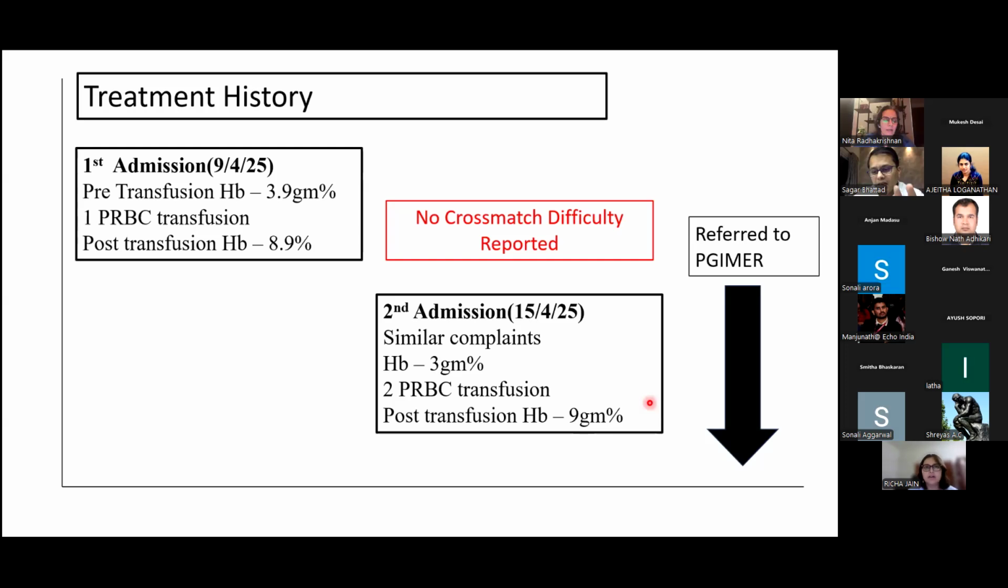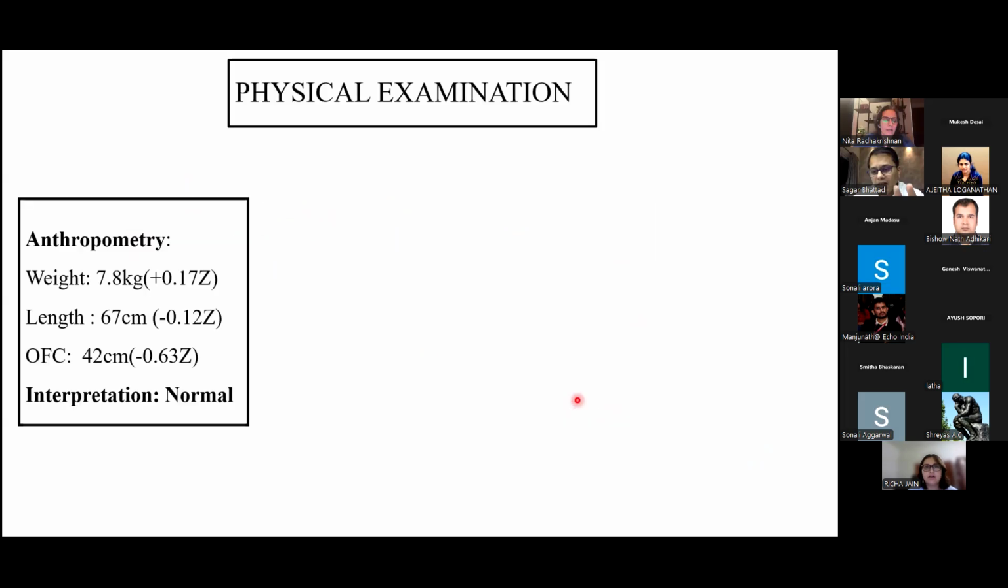Right. So admission outside hospital was about 15 days ago with a HB of 3.9 gram percent, where PRBC was given. They did not find difficulty in cross-matching outside. Post-transfusion HB rose. However, within about 5 days, she came back with a similarly super low HB of 3 gram percent, requiring 2 packed cell transfusions. Again, they did not report any cross-match difficulty, and the post-transfusion HB rose to 9. At this point, she was referred to us.